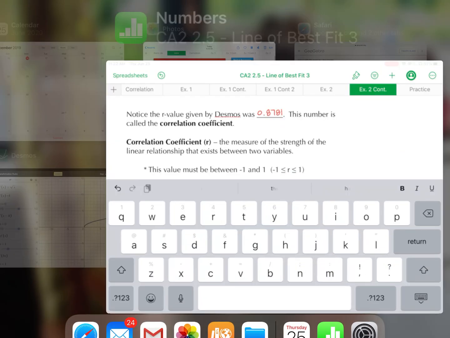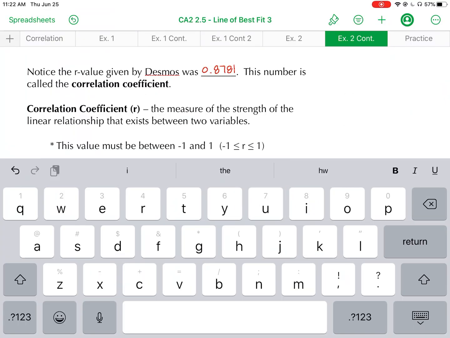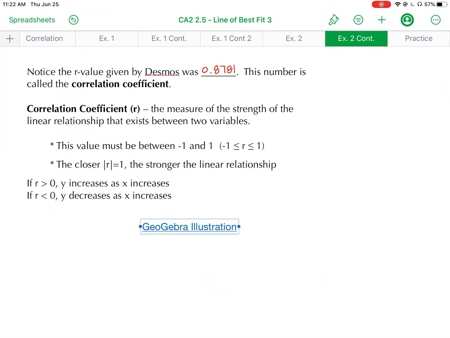All right, so at this point, it is your turn to practice. If you click on the practice tab there, you'll see you've got a second data set for you to input into Desmos and then calculate the regression equation, make a prediction using it, and also interpret the R value associated with it. So pause the video, work through that example yourself, and then come back and check your work with mine.